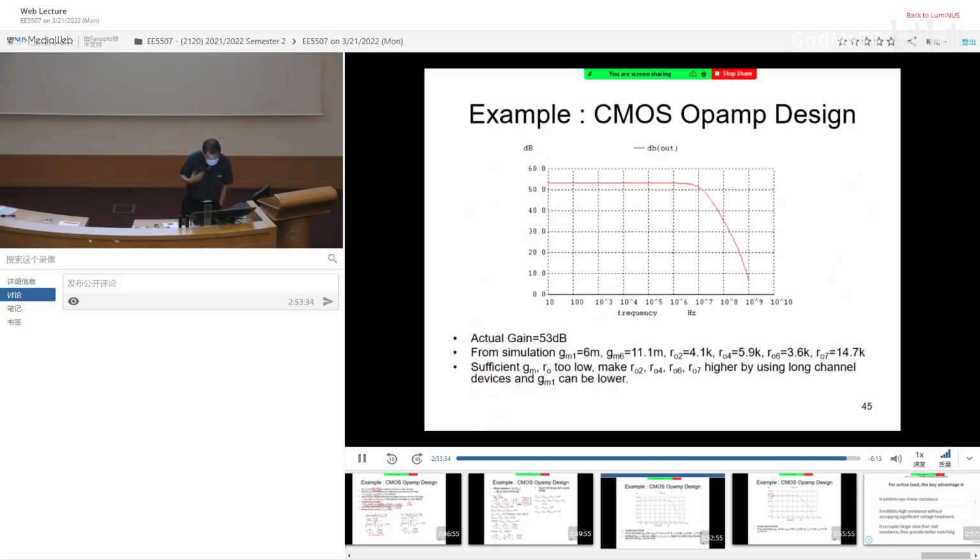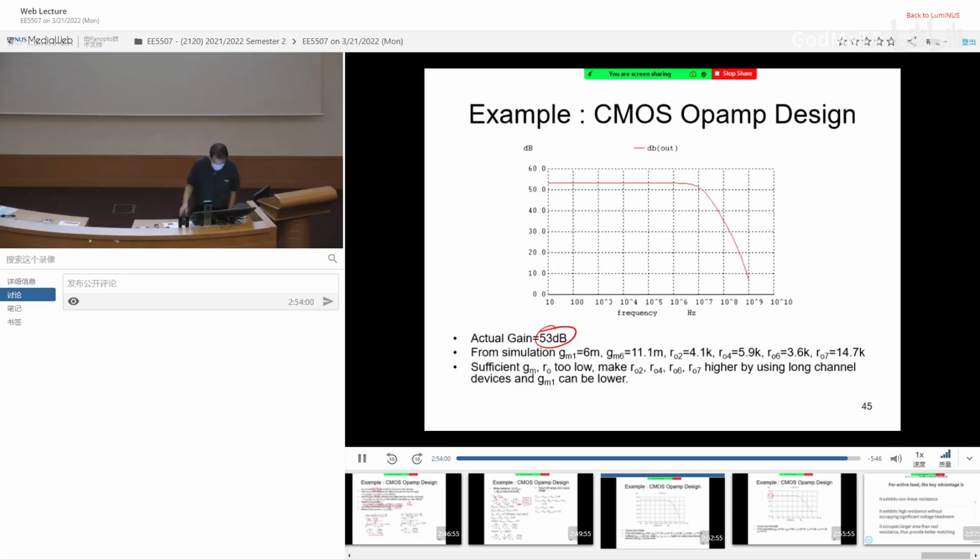Now, of course, after designing it, we need to run the simulation. So we go through the simulation, we target for 60 dB. We actually kind of short. We only get about 53 dB, so you need to fine-tune a little bit. Maybe make the GM larger, maybe redistribute the current. Redistributing the current has one advantage. By making some current smaller, we actually make the resistance larger. So the gain can actually be boosted.